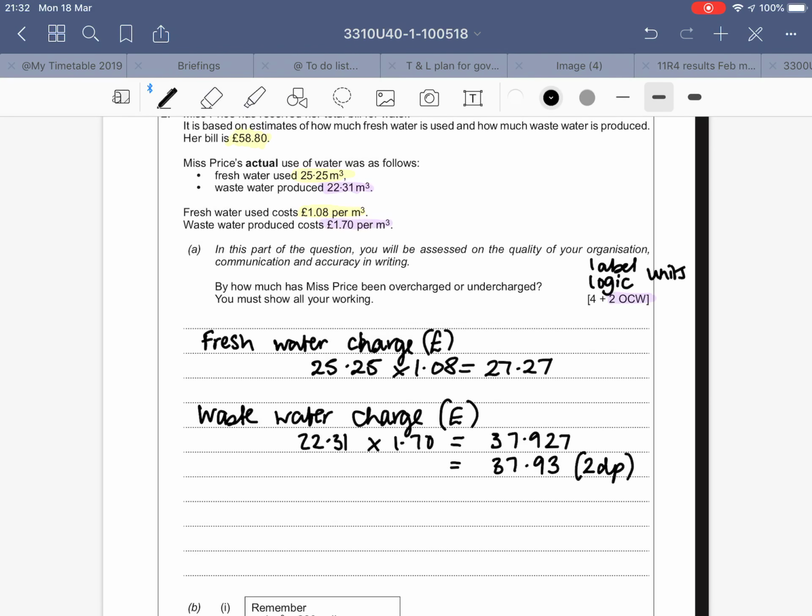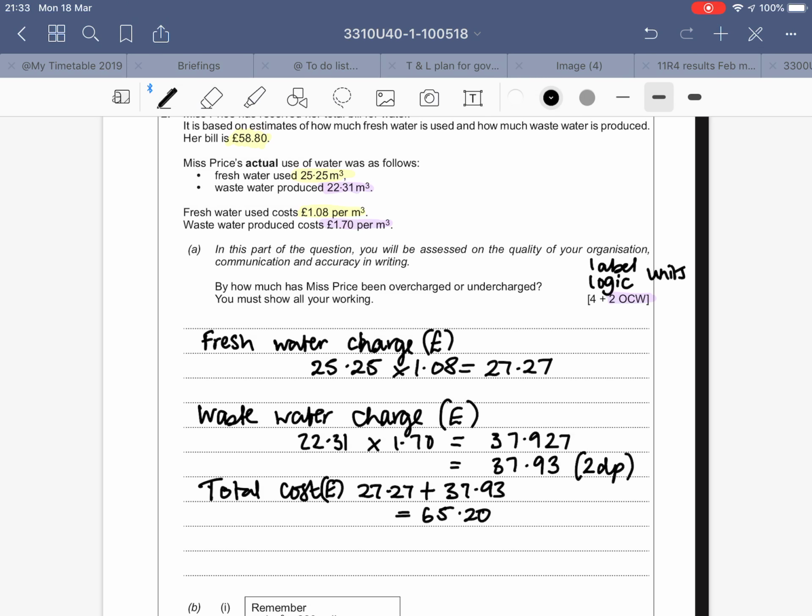So now I'm going to label here total charge or total cost. I'm going to write down the adding up sum, even though I'm doing it on the calculator, to show where my workings out have come from, and it's in pounds again, and that's going to be £65.20.